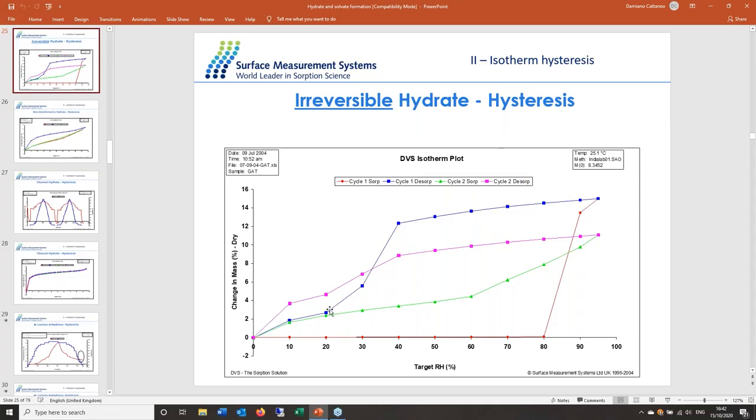How do I know this? It's only because I did 2 cycles. If I only did 1 cycle, I can assume that the second cycle is the same, but I don't know it. Here, by doing it as 2 cycles, I can see the difference between what was the sample before the water exposure and what happened to the sample after the water exposure.